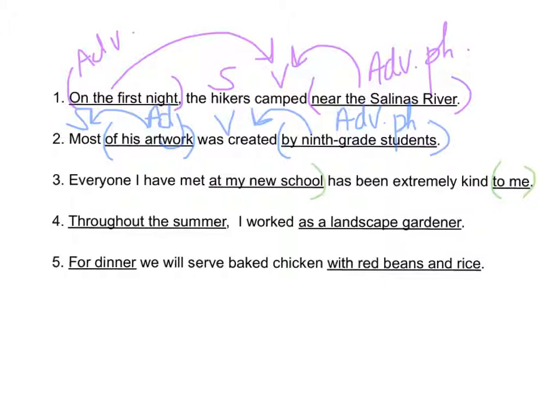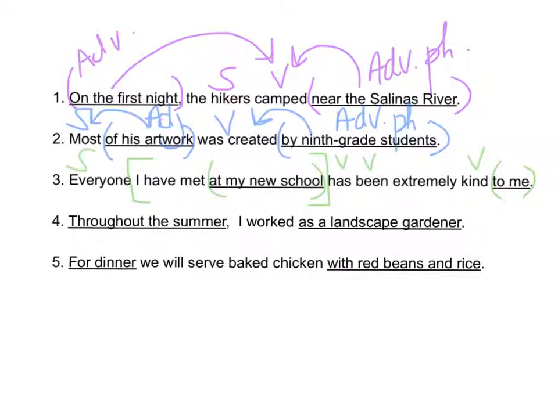Sentence 3. Everyone I have met at my new school has been extremely kind to me. Marking our prepositional phrases. Let's look for the verb. Okay, so this sentence gets a little technical because you have a clause hidden in here. I have met at my new school. That's a snuck-in clause, subordinate clause. So the rest of the full sentence is, everyone has been extremely kind to me. So has been kind is the total verb. Who has been kind? Everyone has been kind.